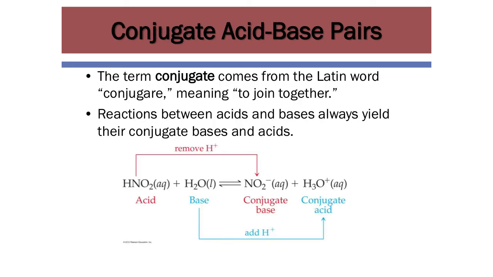All right, so we already started talking about conjugate acid-base pairs. So they are the two things that you connect. So in this example, HNO2 and NO2 minus are a conjugate acid-base pair. Water and H3O plus are a conjugate acid-base pair.